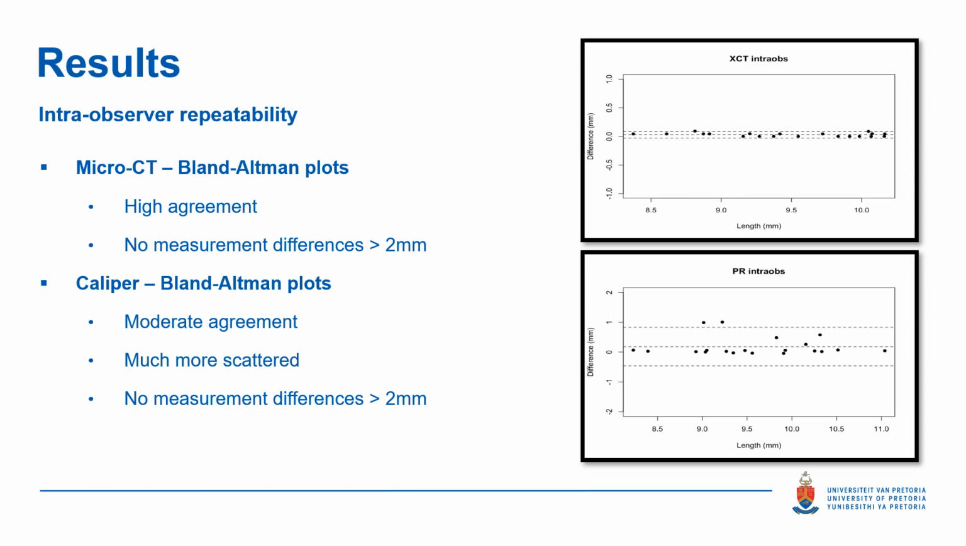Bland-Altman plots showed in general high agreement, with some measurement differences falling outside of the upper and lower limits, but the differences were always less than 2 millimeters, which is acceptable in anthropological studies. It should be noted, though, that buccolingual measurements showed the greatest differences using a caliper.